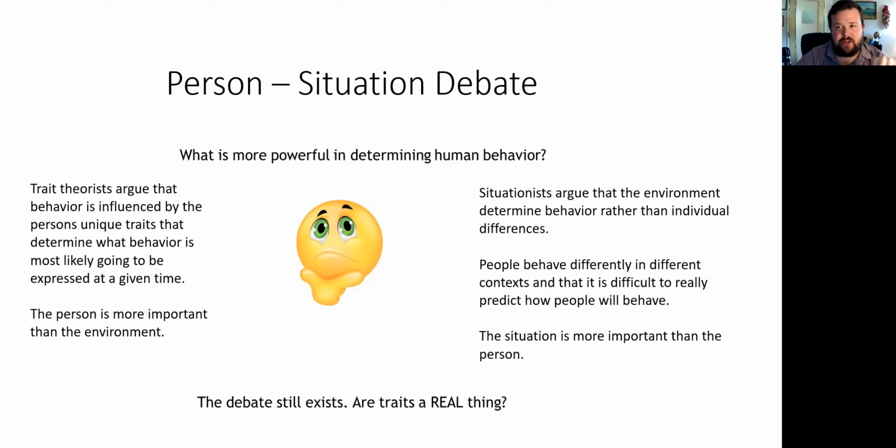That the situation and the environment is going to have an influence on how one's personality is expressed. So depending on the context and a different environment, you're going to behave and act in a different way. So the situation is more important than the person. So again, the debate still exists. Are traits a real thing? This is very similar to the nature versus nurture debate that is very common in social sciences.